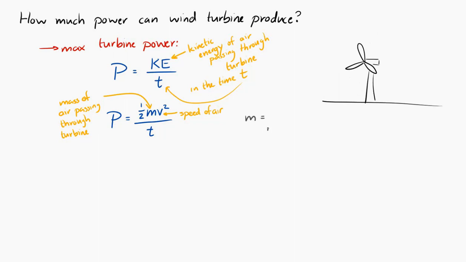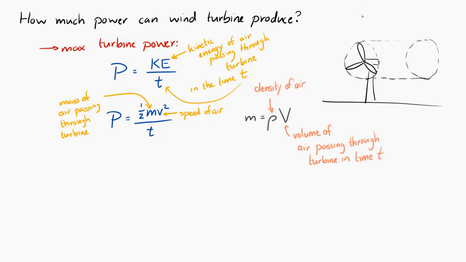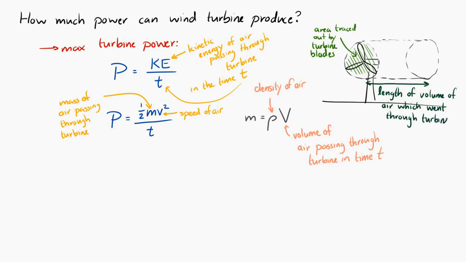So let's see, that mass could be written a different way, because mass is equal to density times volume, where this is the density of the air, and that's the volume of air that passes through the turbine in time t. So if we draw a little diagram over here, kind of a cylinder, where this face is the turbine, or the area that is traced out by the turbine blades, and this length is the length of the air that passed through the turbine in time t.